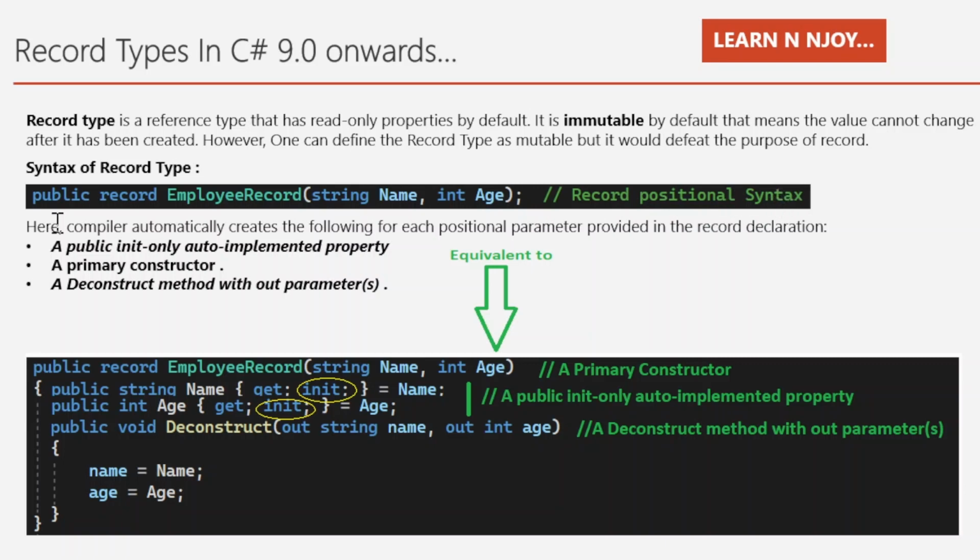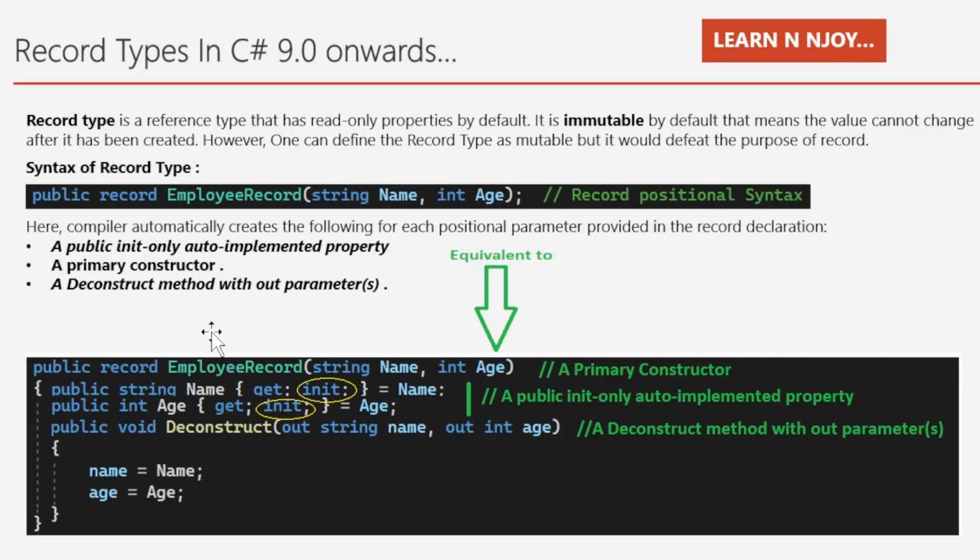This one line of positional record syntax tells the compiler to do multiple things. First, it instructs to create public init-only auto-implemented properties for each positional parameter provided in the record declaration. Second, to create a primary constructor. Third, to create a deconstruct method with out parameters.